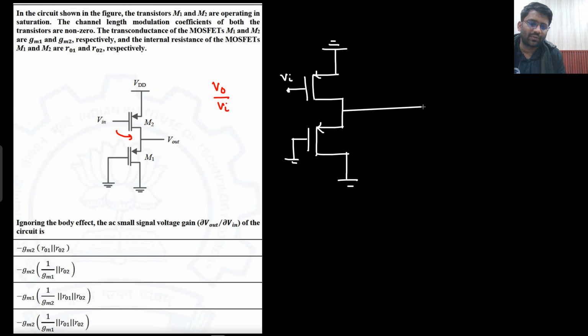Now this is your V0. Now where will be your R0? R0 will be somewhere here, between drain and source. The source is connected to V0 and the drain is connected to ground. So this will be my R0. This is M1, so R01. This is your M1, this is your M2. And V0 to ground, this would be your R02.